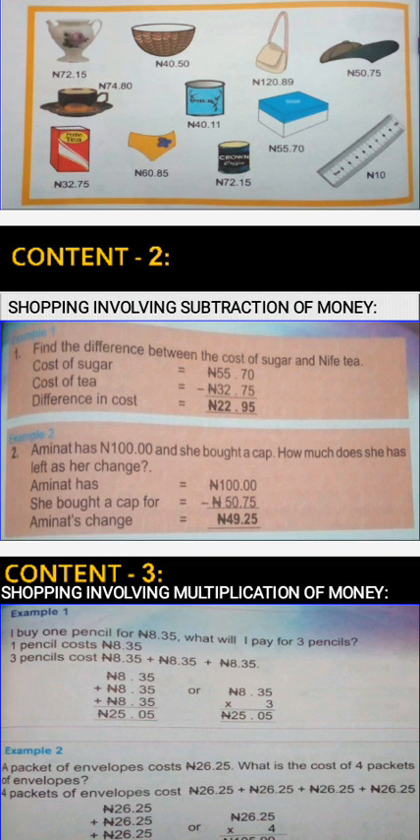So that one becomes 10 also. Borrow 1 from 10, left with 9. So that becomes 10. 10 minus 5 will give us 5. Then that one that is left with 9, 9 minus 7 will give us 2. Then 9 minus 0, 9. Then 9 minus 5 will give us 4. 49 naira 25 kobo.